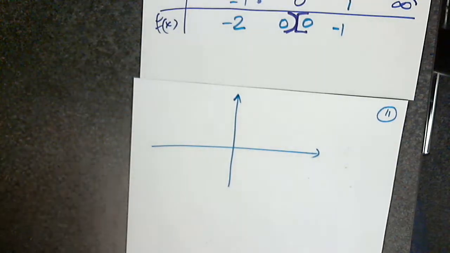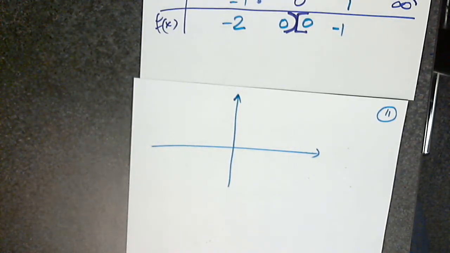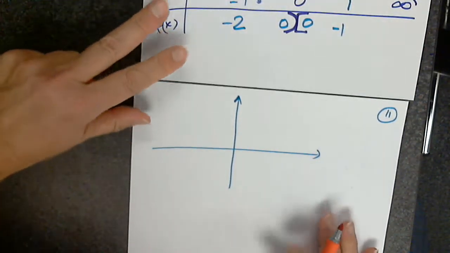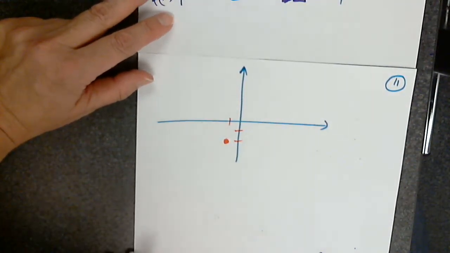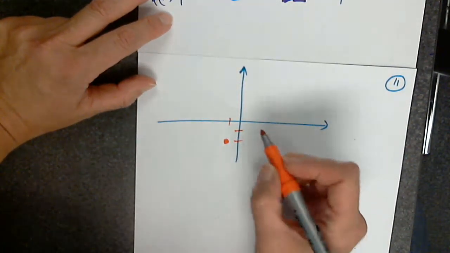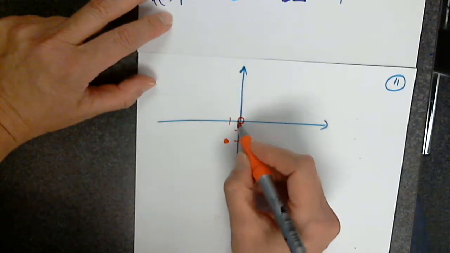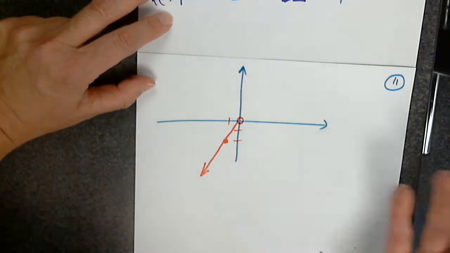Which is the first ordered pair I will plot? Let's start from left to right. Yes. So negative 1, negative 2 is this point. Then the next point is? Yes, it should be an open point. And I'm done with the left-hand side, and now I can extend it to the right.